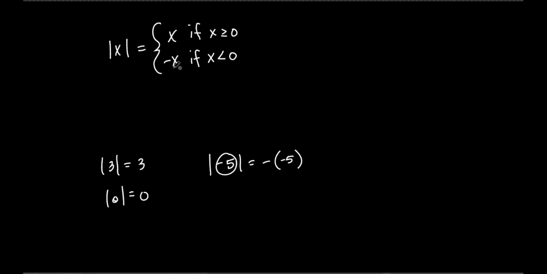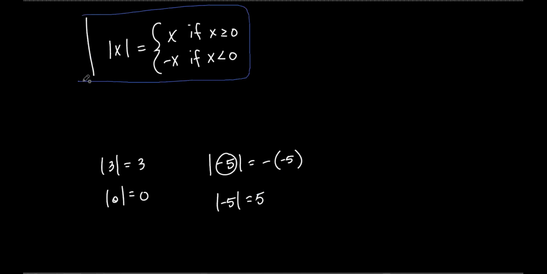Do you see how that definition works? So what's negative negative? It's positive. So what's the absolute value of negative 5? It's positive 5. And this is the definition. It's a weird looking definition, but it's a math definition. That's the definition for absolute value. It's basically saying what we just did before, but it's kind of formal this time.